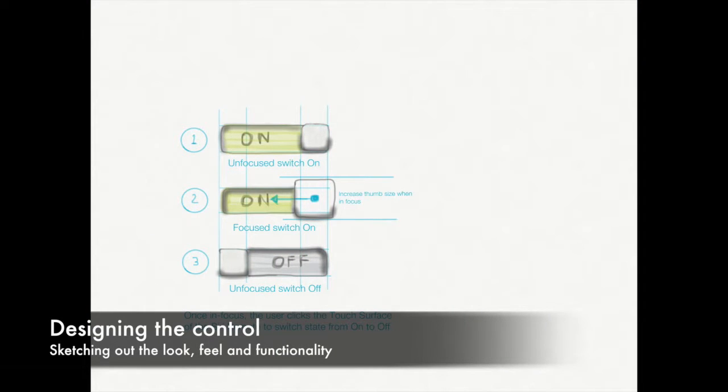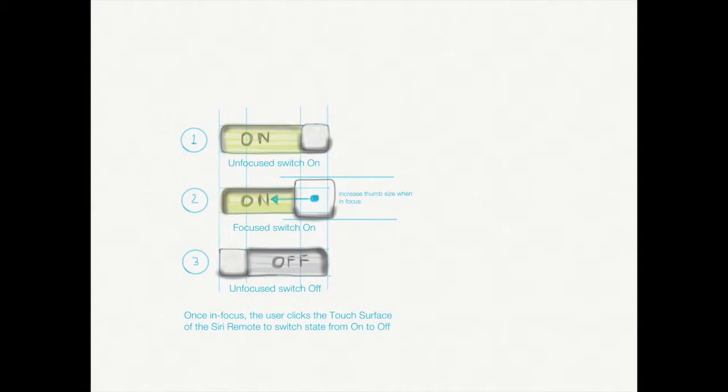Before I actually start laying out a control in Paintcode, I like to sit down with pencil and paper and design out the look and feel. So here we have a UI switch that we're going to make that has 3 different states: on, off, and in focus. And to match the rest of the tvOS UI, as the control becomes in focus, we change the color of the text and make the thumb larger. That should make it fit and feel in with the rest of the system.